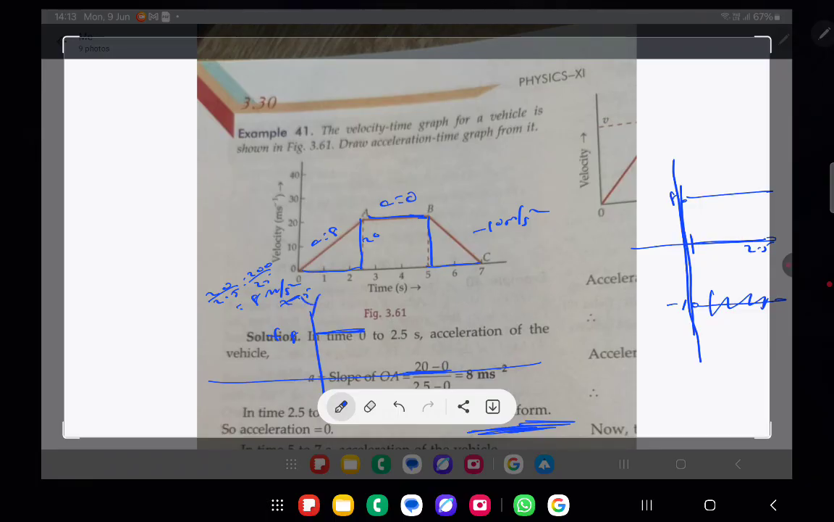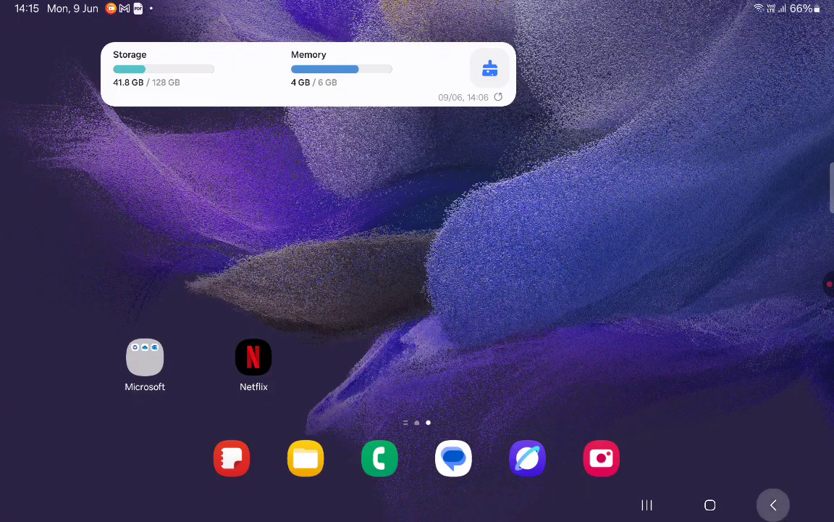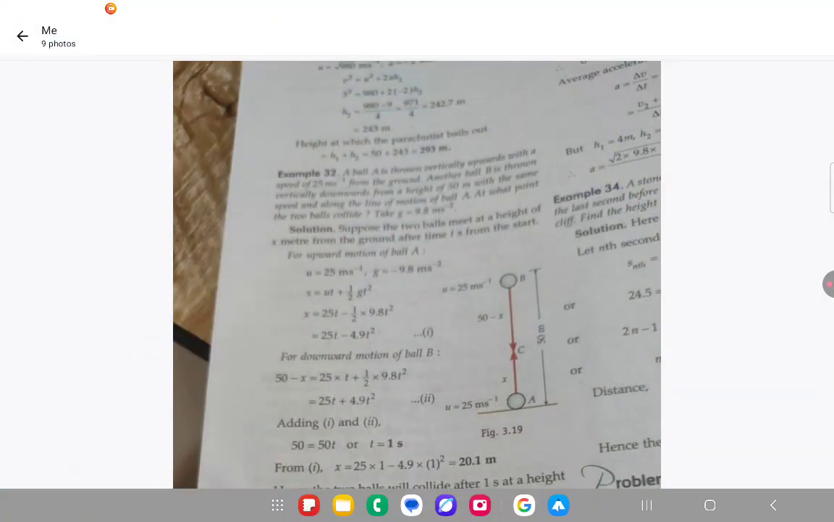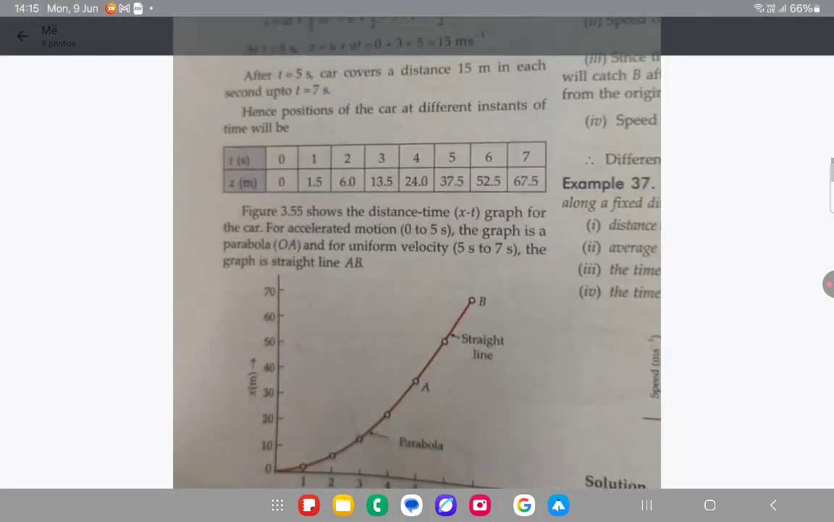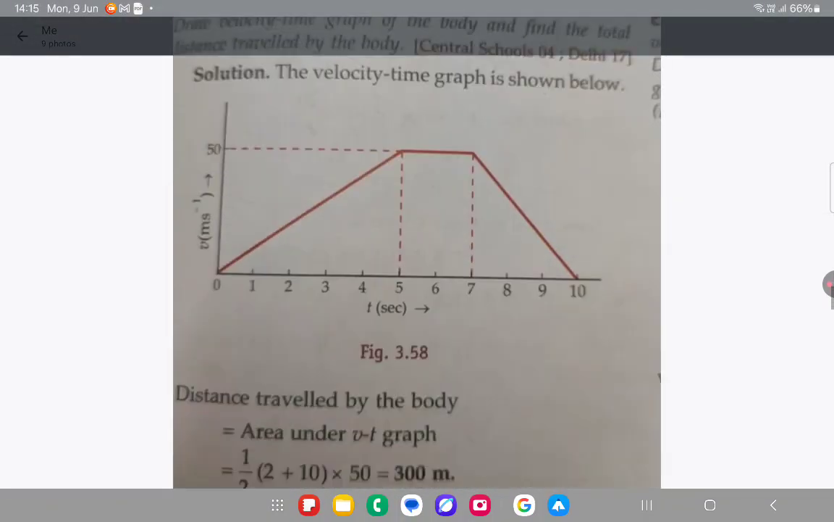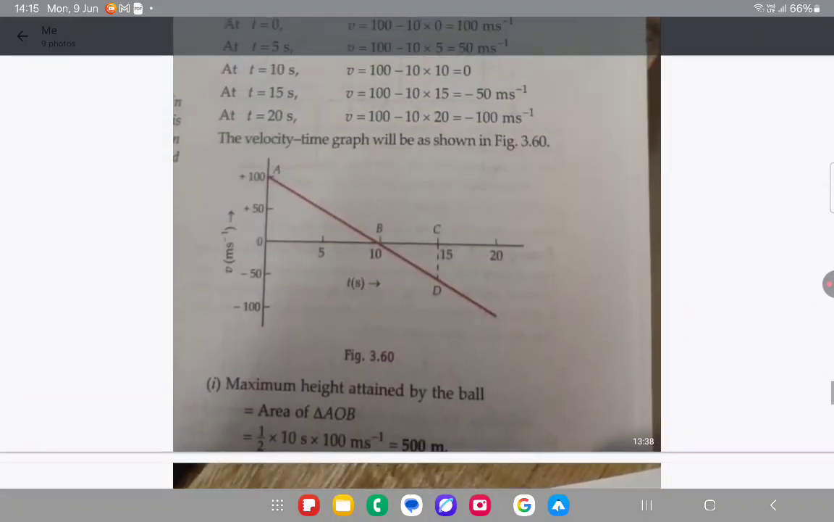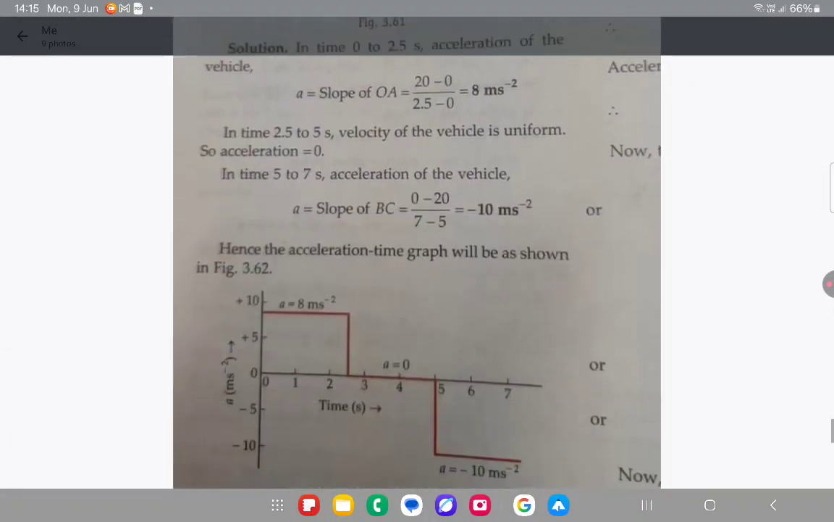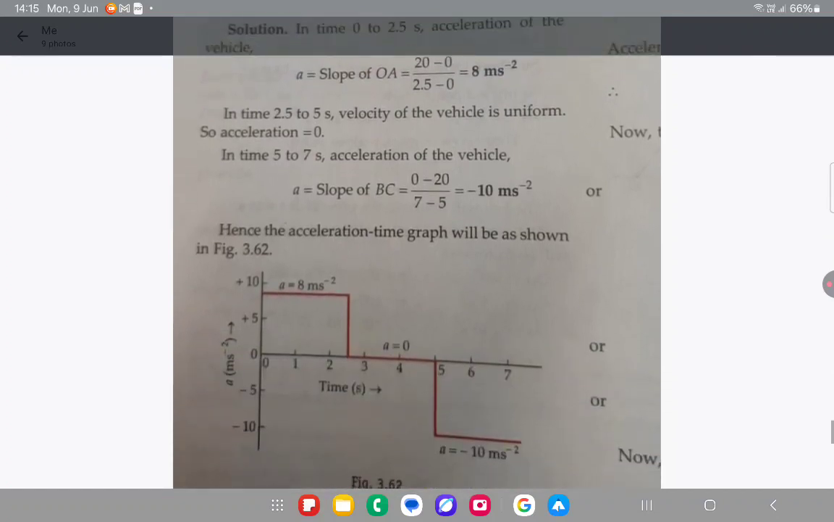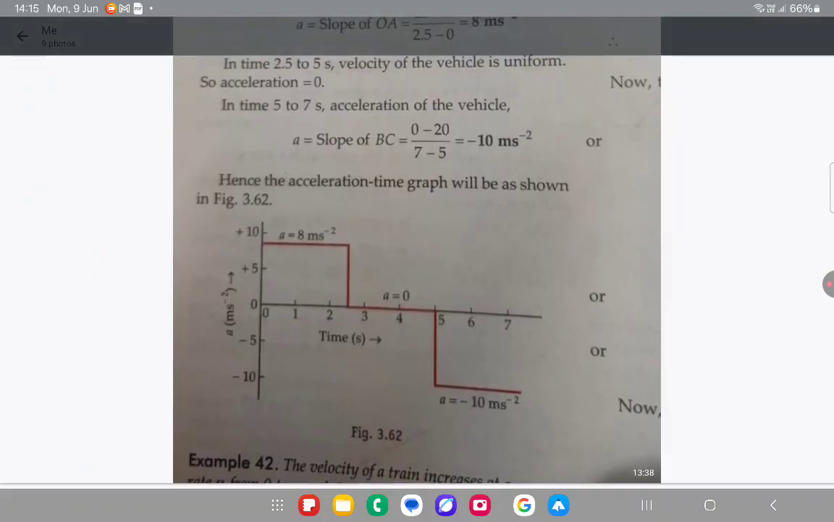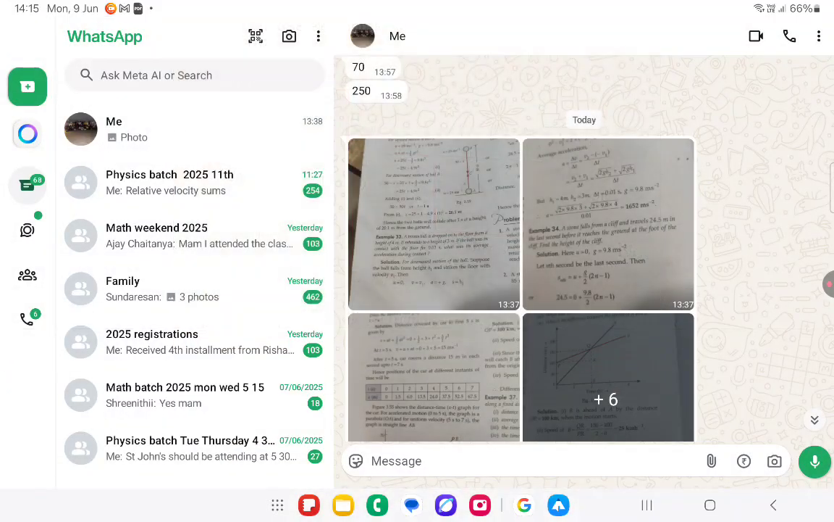This is your x-axis and that's your y-axis. Let's see what he has done. Yeah, so here's the acceleration graph for it, and so you understood how I've drawn it. So that's all. These are the questions that you should know.